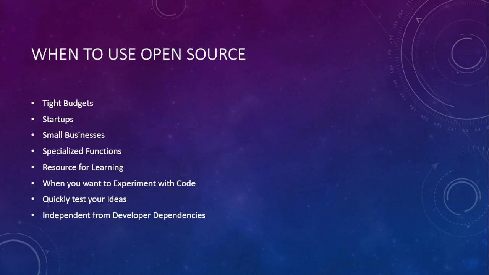It can be a source for me to learn something. I want to experiment with the code. That is when I am going to use open source software. I may want to debug the software. I want to change something and test it for myself. Then I want to test my ideas. That is when I want to use open source software, and I don't want the source code to be dependent on any software developer. So this is a typical advantage of using any open source.